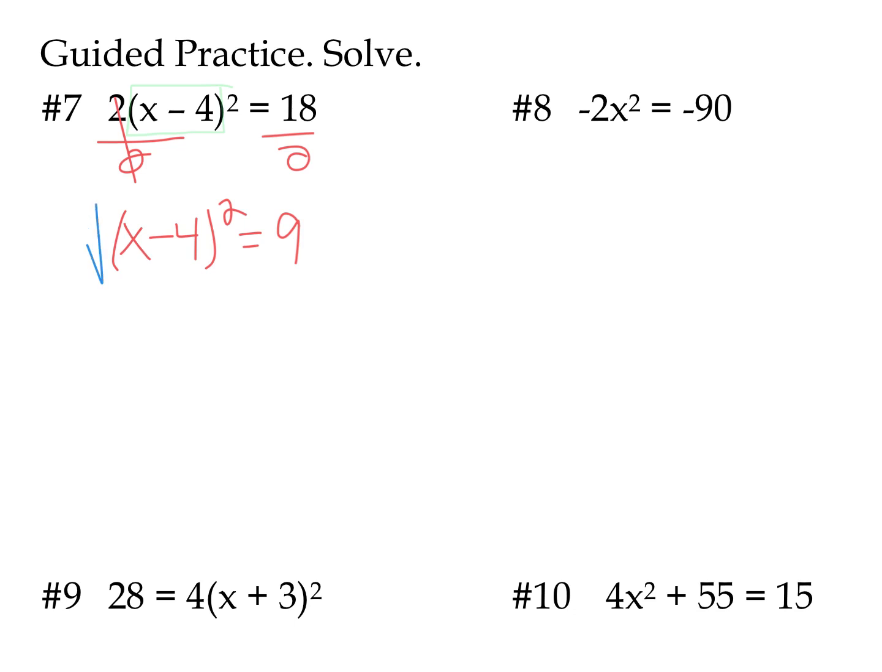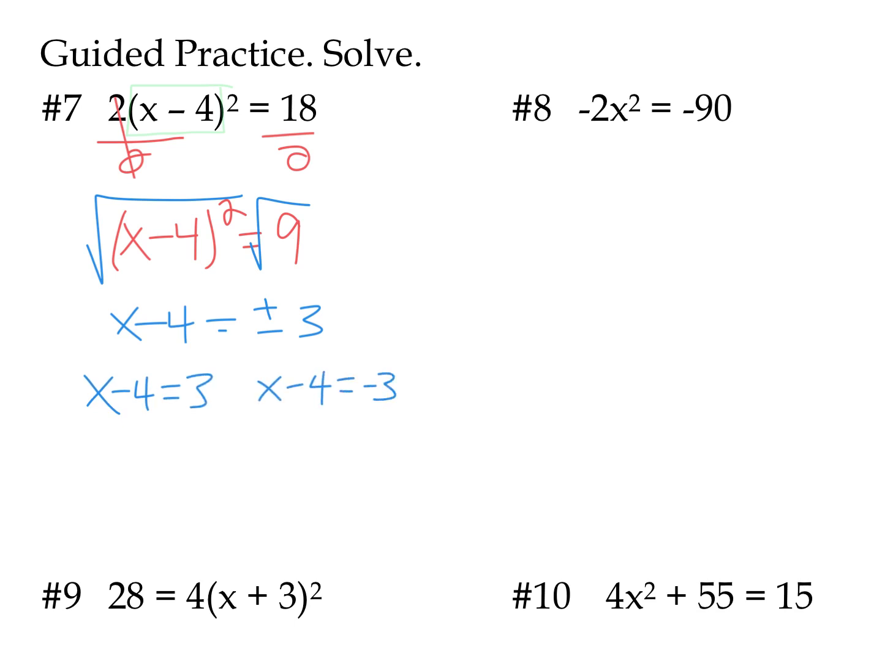Now I want to square root this because that whole left side of the equation is being squared. The x minus 4 is all being squared. And so when I do that, I'm going to get x minus 4 by itself equals plus or minus 3. So we have here x minus 4 equals 3, and we also have x minus 4 equals negative 3. x minus 4 is equal to plus or minus 3. So we're going to have 2 different equations to solve to get our 2 different solutions.